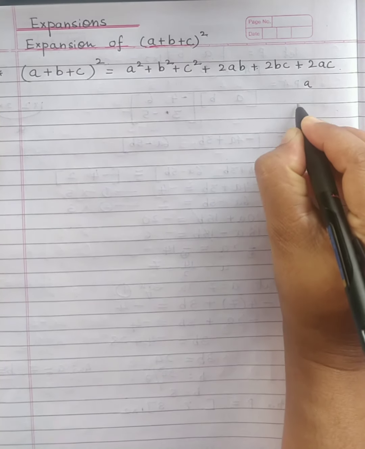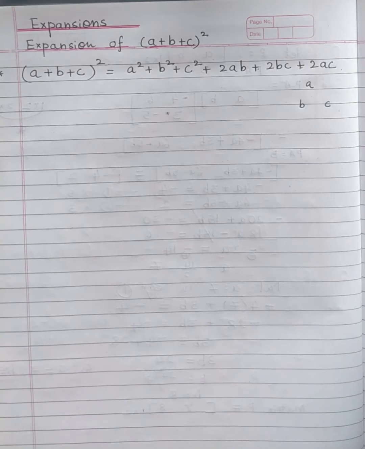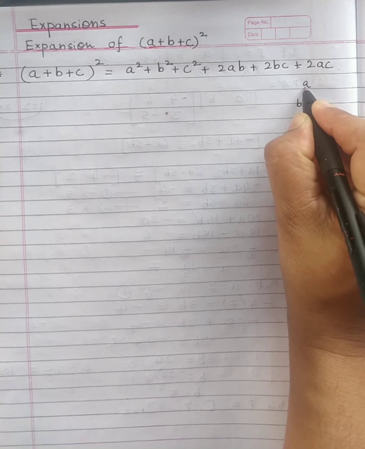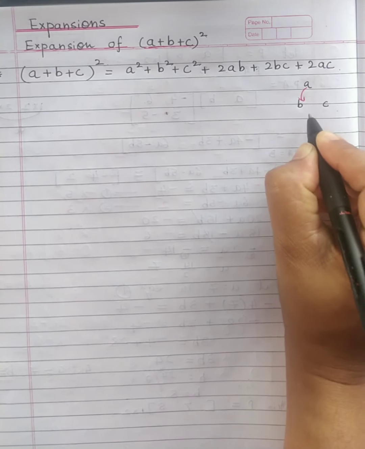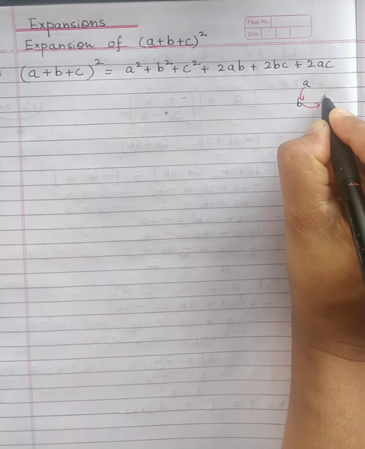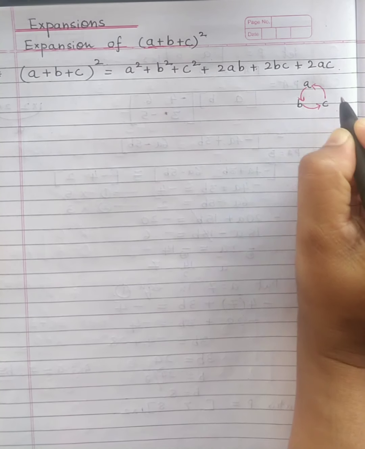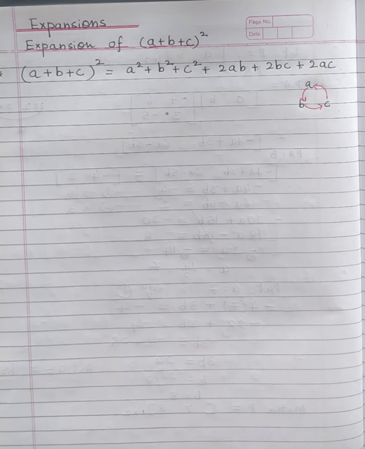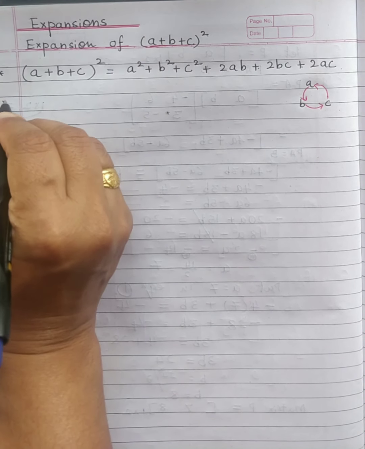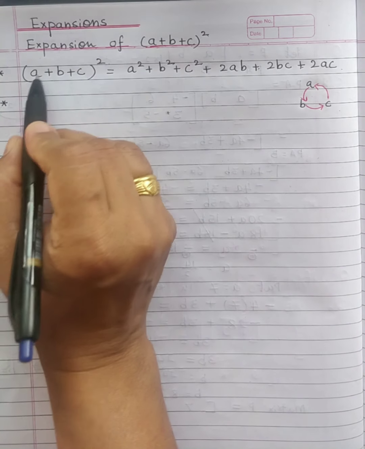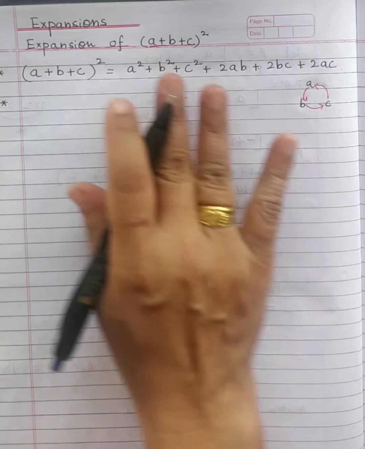How many terms do we have? a, b, c. 3 terms are there, right? So a square plus b square plus c square, easily you can remember. Then 2 into ab plus 2 into bc plus 2 into ca or ac. This way easily you can remember. There is no question of making any mistake. Also, the formula will get converted automatically if you remember it in this form only.